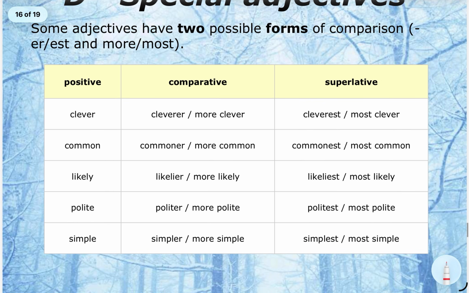Now there are two possible forms of comparison. For example, you will write clever. For comparison of two clever persons, I can use cleverer and also more clever. So these adjectives have two possible forms: common, commoner, commonest, more common, likely, likelier, likeliest, more likely, most likely also.